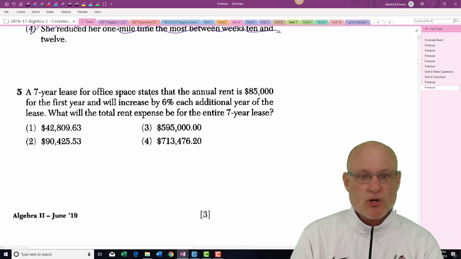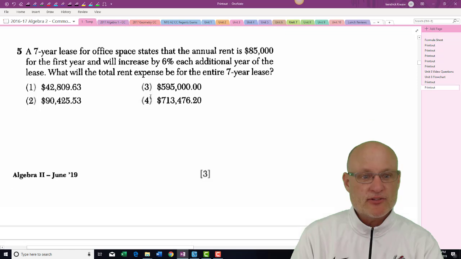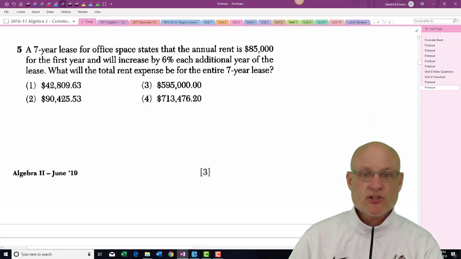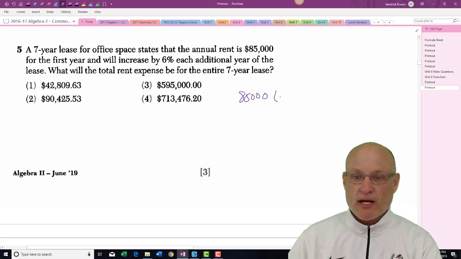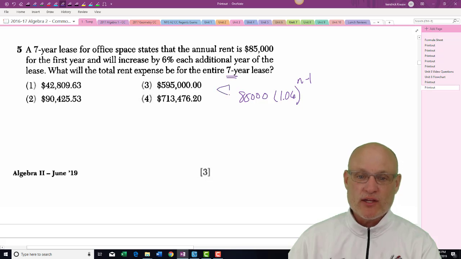A 7-year lease for office space states that an annual rent is $85,000 for the first year and will increase 6% each additional year for the lease. So that's exponential growth, or this is just a geometric series. So 85,000, we're going to multiply by 1.06 raised to the n minus 1. So that's our geometric series. If I plug in 1, I get 85,000. If I plug in 2, and so on and so forth. But I want to do it for a 7-year lease, so that's from n equals 1 to 7.